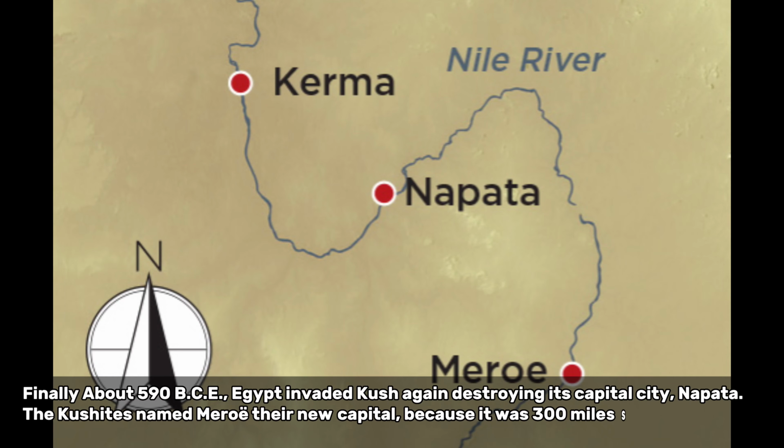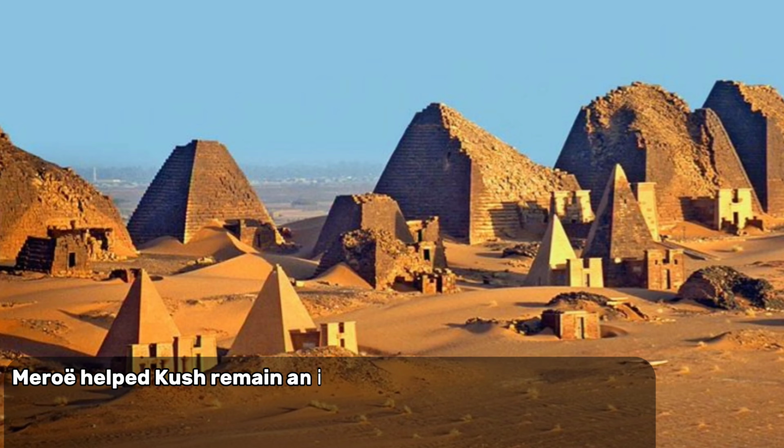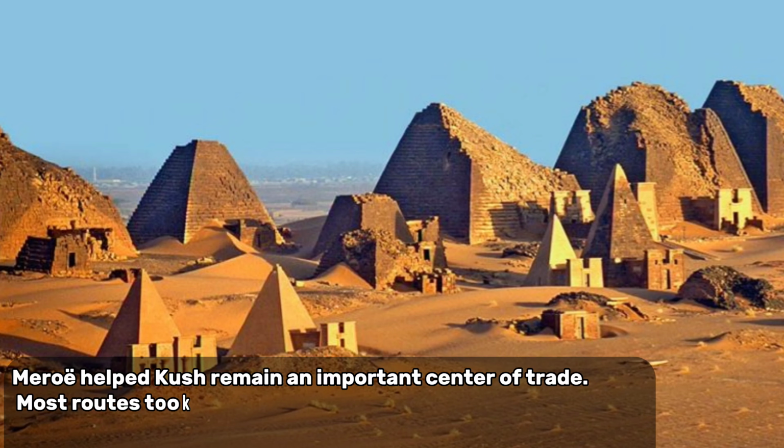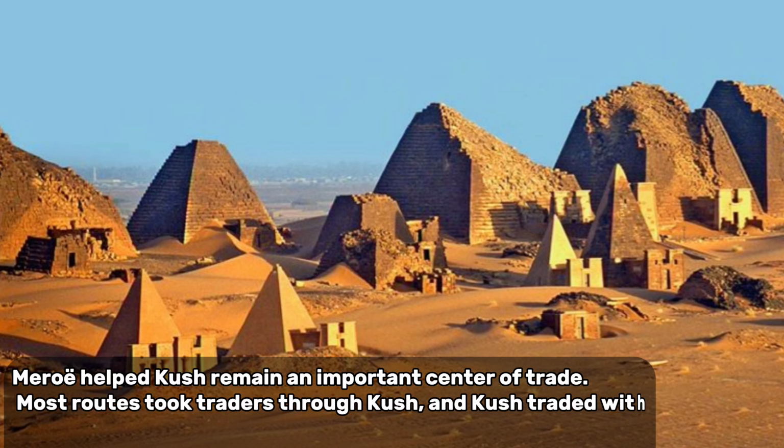The Kushites named Meroë their new capital because it was 300 miles south of Napata, safely out of Egypt's reach. Meroë helped Kush remain an important center of trade. Most routes took traders through Kush, and Kush traded with neighbors and distant lands.